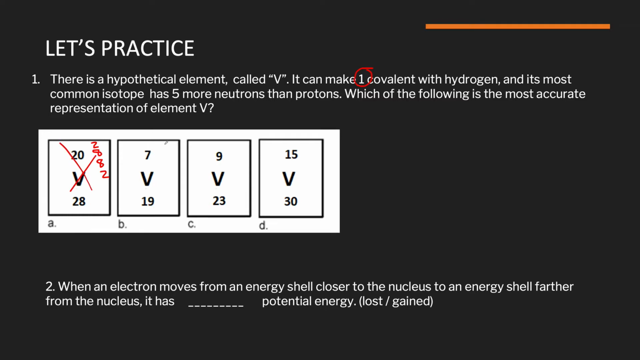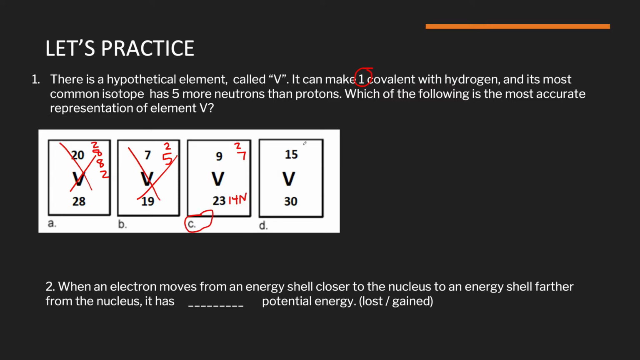So then let's look at this one. It's got 7, so it's got 2 in its first shell, and then it's got 5 in its outer shell. So it would likely make 3 bonds to get up to 8. So that one's not going to work. This one has 9, so it's got 2 in its first shell. And that leaves 7 in its outer shell. So it would make 1 bond, but let's see if it has 5 more neutrons than protons. So if it has 9 protons and its weight is 23, then it has how many? It has 14 neutrons, which is approximately 5 more neutrons than protons. So this one's looking pretty good.